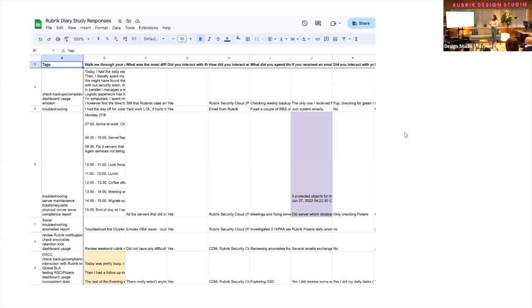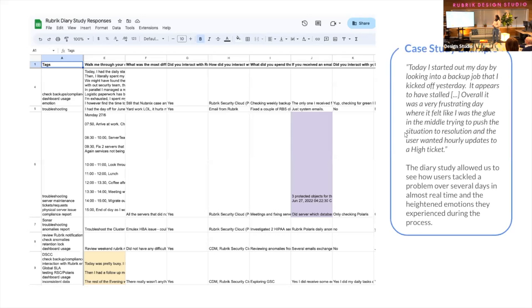Now, the beauty of a diary study really revealed itself during this process because I could see how the people were feeling across time. And I'll give you one pertinent example here. So there were a few different users who were experiencing issues troubleshooting things inside Rubrik, and it became quickly clear that they were having difficulties finding a solution, and they would have to try things themselves, go talk to their teammates, and eventually sometimes reach out to Rubrik support.